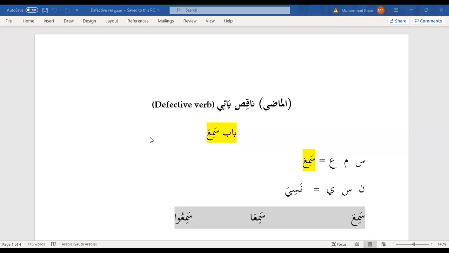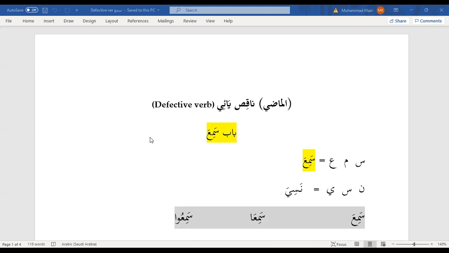Naqis ya'i, defective verbs. And in Naqis ya'i, we have discussed two most commonly used abwab. The first one was daraba yadribu. And on the pattern of daraba yadribu, we have discussed Hada Yahdi. So it was basically Hadaya Yahdiyu, and after the changes, it becomes Hada Yahdi. Then the second most common was Fataha Yaftahu, and we have discussed Naha Yanha.